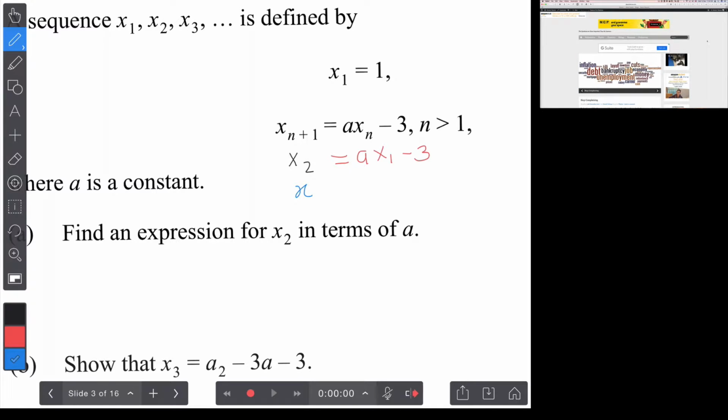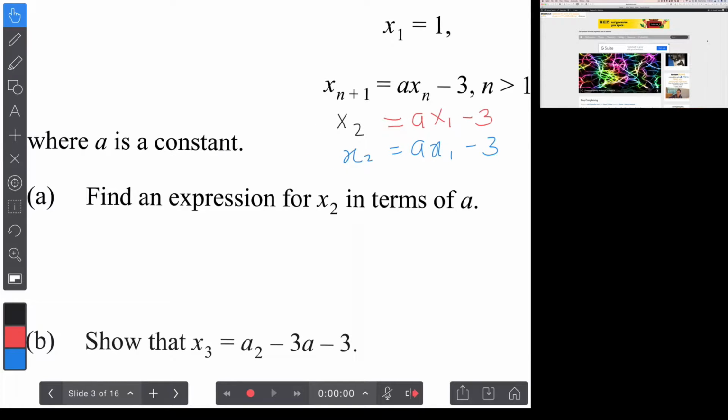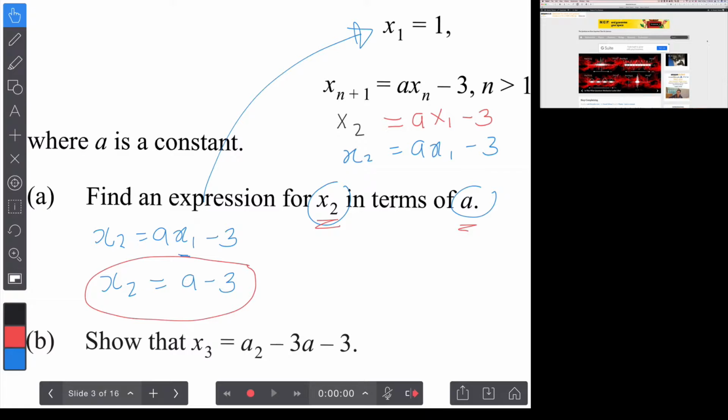Okay, I like to write the x that way, x2 equals a x1, because this x looks like multiplication. So to distinguish between a multiplying x and just an x, I'm going to write that one in cursive. Okay, so the next thing is we know what x1 is, so x2 is equal to a x1 take away 3. We're finding an expression for x2 in terms of a, which means the x has to go, but we know that x1 is 1, so x2 is equal to a take away 3. So this is the expression for x2 in terms of a. Okay, so that's that one done.